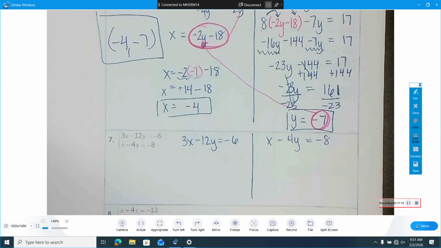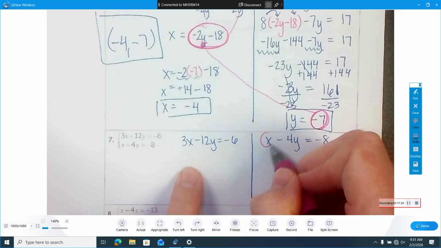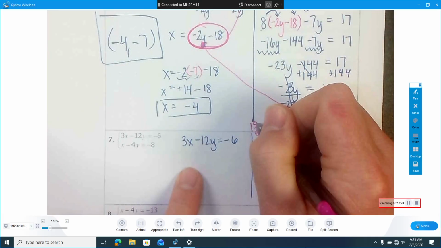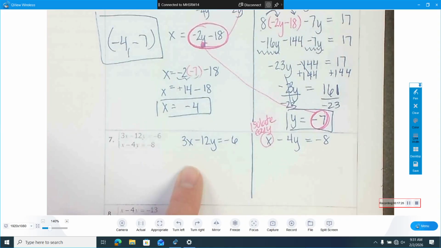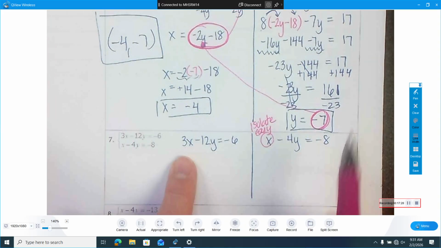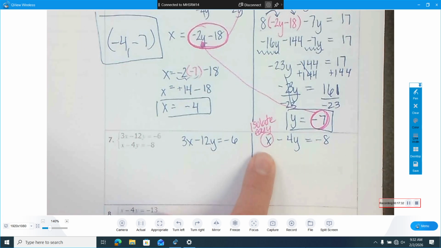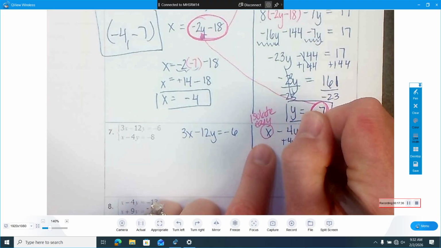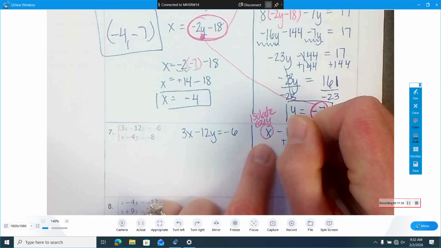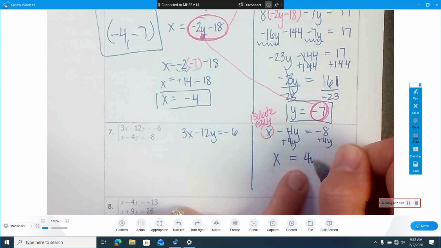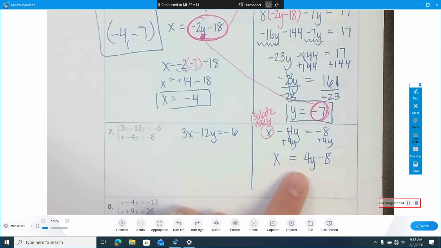Where's our easy variable? Yep, I have my easy variable right here. That's the thing we want to isolate. We want to isolate the easy thing. Doesn't have a coefficient in front, so that makes it a little bit easier. How do I get that x all by itself? Add 4y. So I have x equals a 4y and a minus 8.